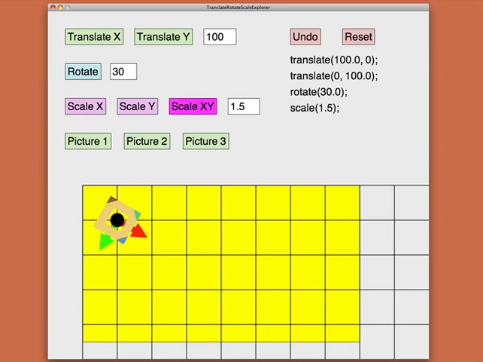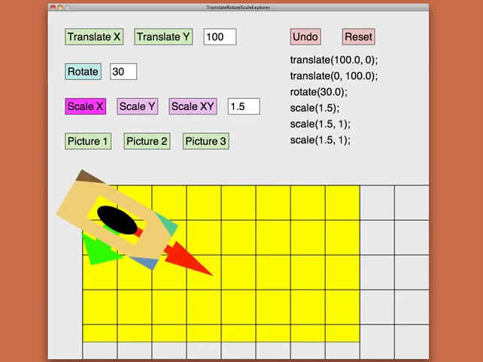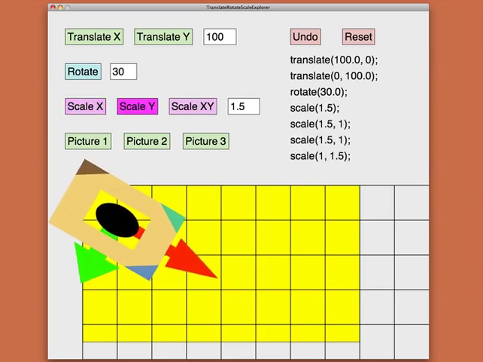I can also scale. Let's make everything bigger. So I'm going to scale both axes by 1.5. The whole thing gets bigger. I can also scale just in x or just in y. If I scale just in x, it stretches in x. If I scale just in y, we stretch in y. On the right-hand side, you can see a list of all the transformations that I've applied. So if you typed in this list of transformations on the right into your processing program, it would give you exactly the coordinate system we're seeing here.